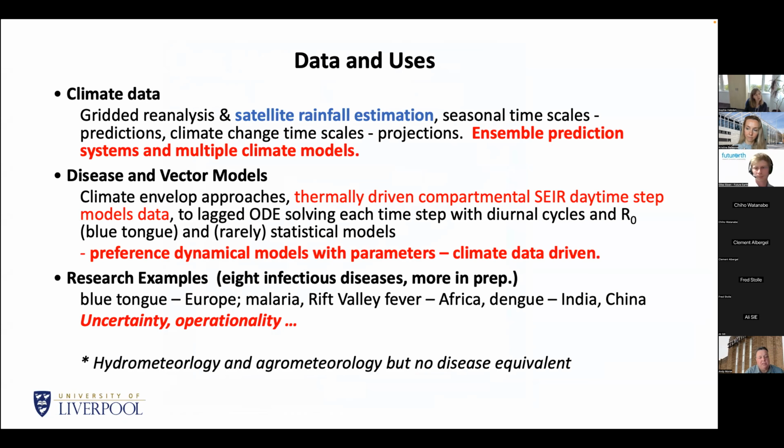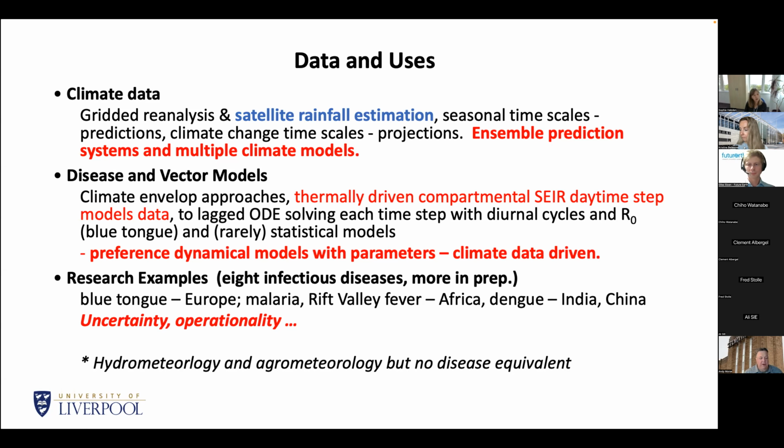We have also worked at climate change timescales, looking at projections. So generally, we're using multiple model runs, ensemble prediction systems for the sub-seasonal to seasonal scale, and then multiple climate models. So we're used to using lots of data. In terms of the disease and also the vector models, the arthropods, insects and arachnids that spread the disease, there are different levels of approach. There are very simple climate envelope model approaches.